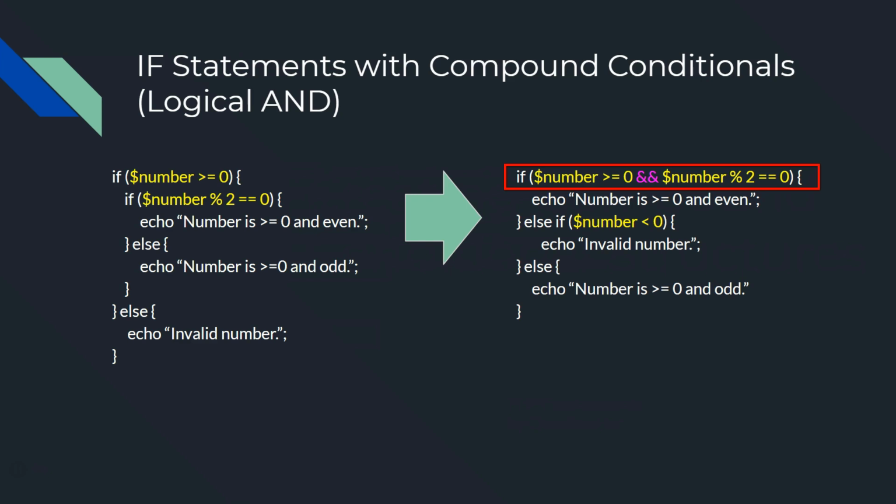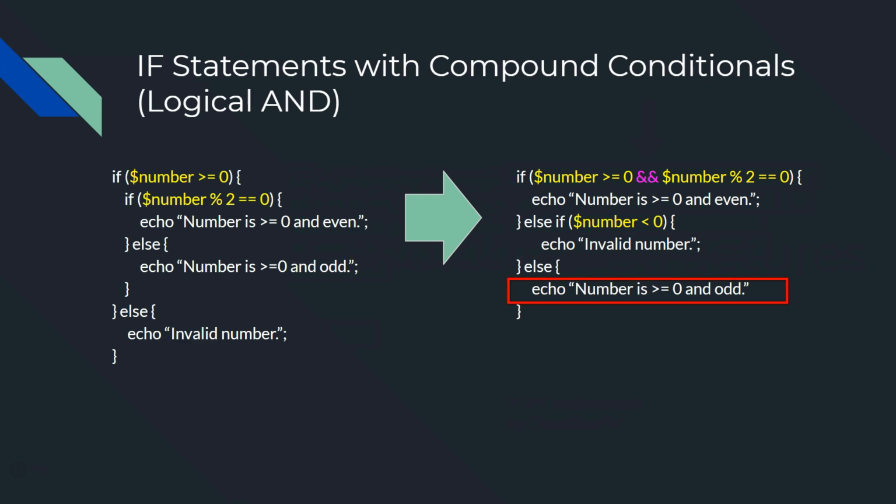You would join those two conditions using the double ampersand. This is the logical AND. That means both of those must be true in order for the statement echo number is greater than or equal to 0 and even. If that is not true, then we jump to the first else if, and we check if the number is less than 0. Again, that's a negative number, so we echo invalid number. Otherwise, it must be greater than 0 and it must be odd.